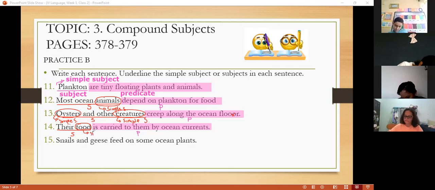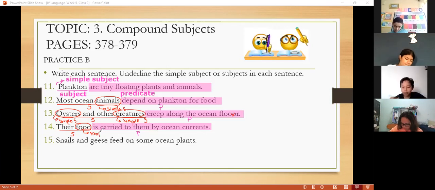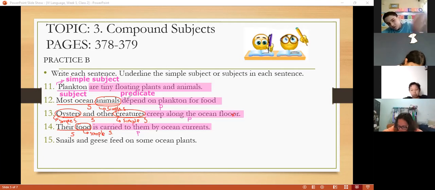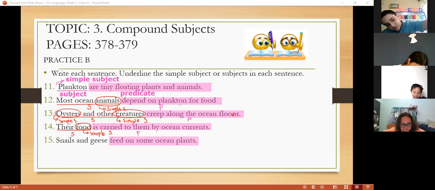Perfect. And the 15, I think that snails and geese is the subject and the predicate is feed on some ocean plants. Excellent, you got it. Thank you, Lucia. Feed on some ocean plants. This is the predicate. Good job. So I'm going to write it in the same color here, predicate, and the subject is snails and geese. Good job.